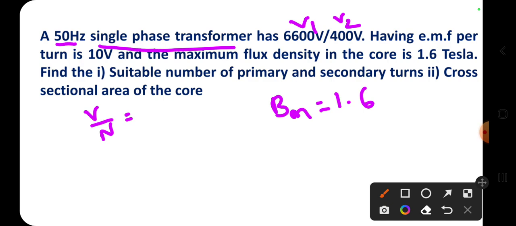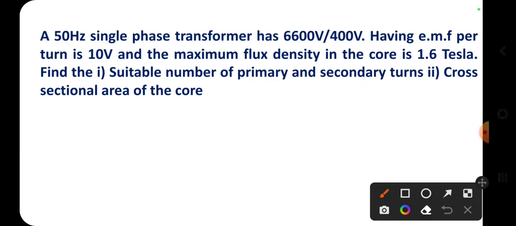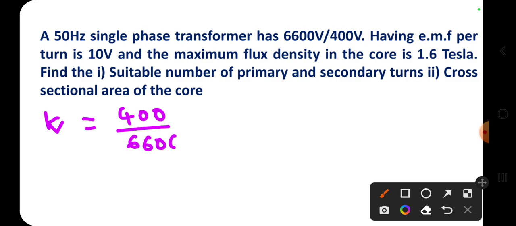So how can you find it? First, immediately, what is the value of the transformation ratio? K is equal to 400 by 6600. How much is this value? 4 by 66, 0.0606.